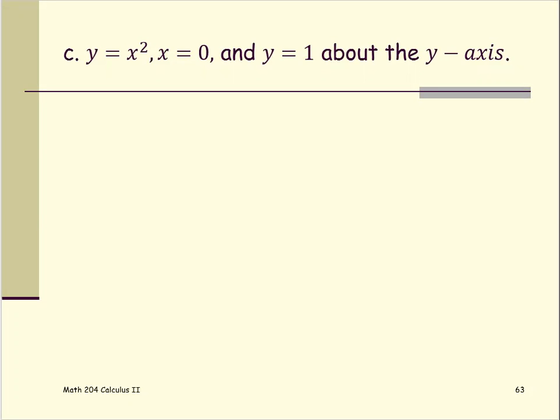Problem: the graph y equals x squared. I'm going to start with the basic form of the graph. The y equals x squared gives us the parabola graph. The x equals 0 is the y-axis. The y equals 1 is the horizontal line about the y-axis. So this is the axis of revolution.